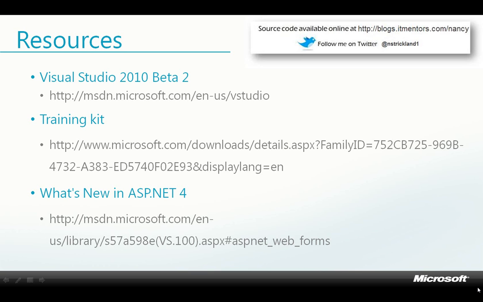The next link is to the training kit, although you'll probably just want to do a search for it instead of trying to get something like that in. It includes some hands-on labs for new features, including some of the ones that we just talked about. And then here's a link to What's New in ASP.NET 4 on MSDN, which has more information about all the topics I've covered and a few others too.